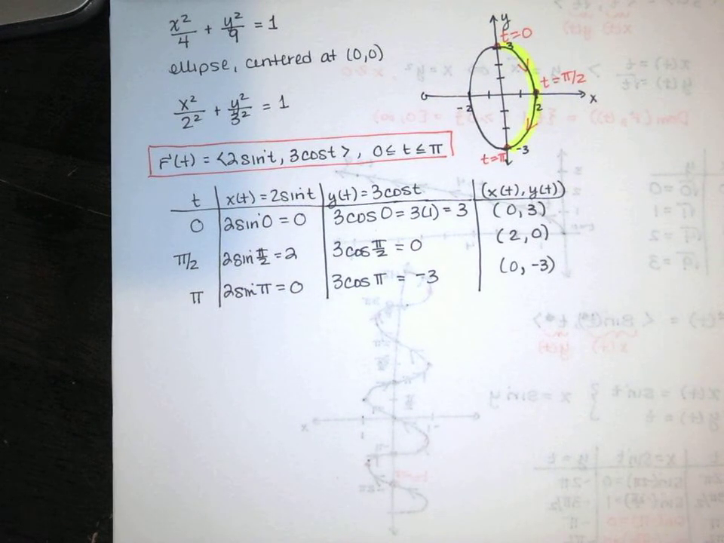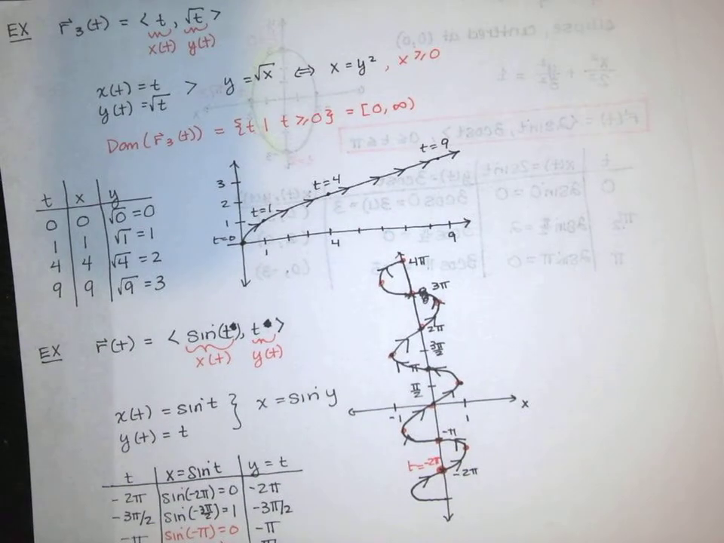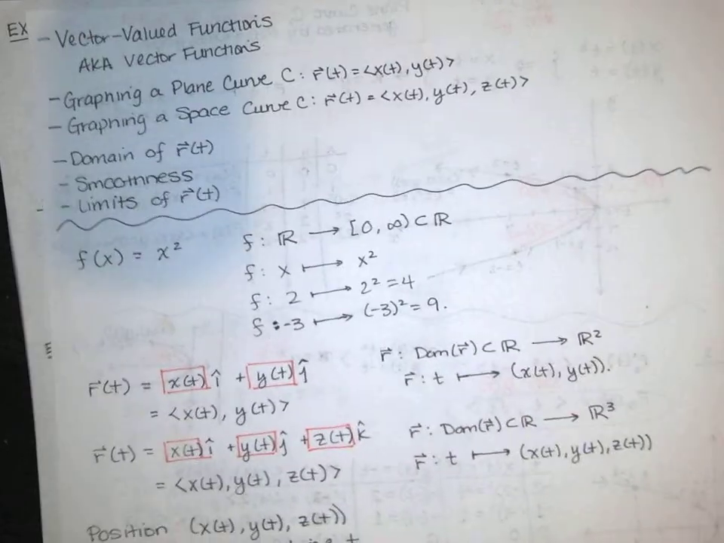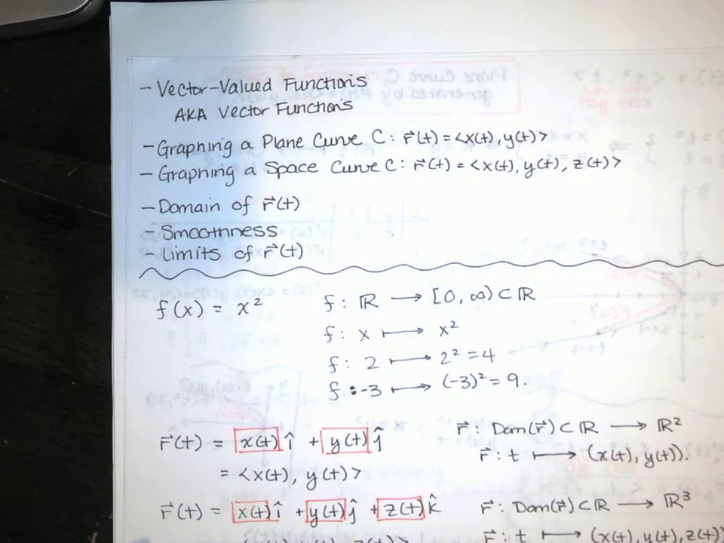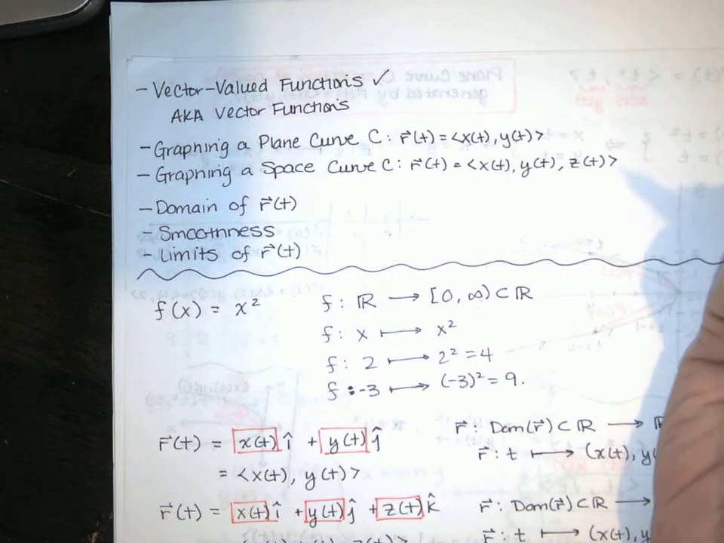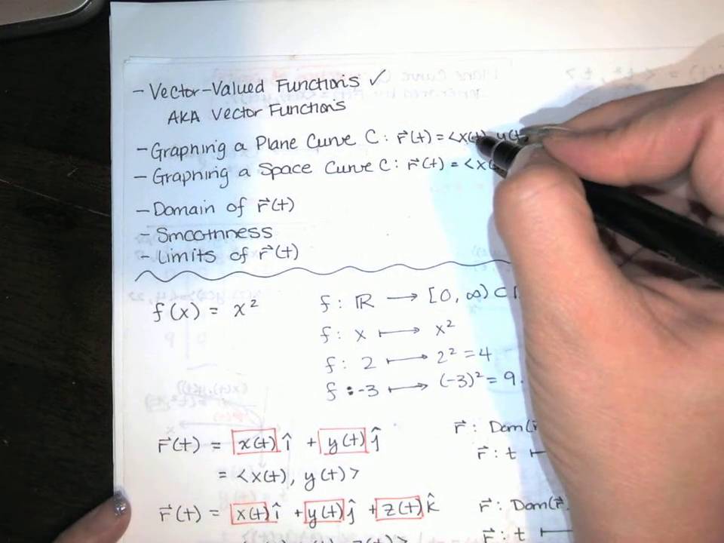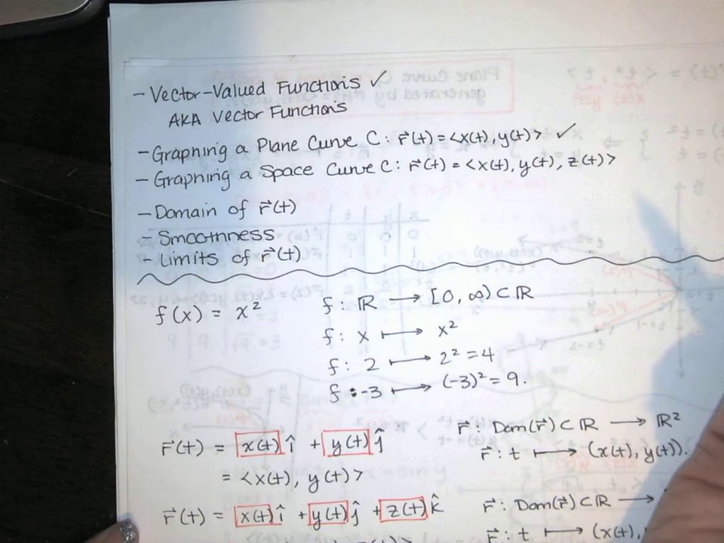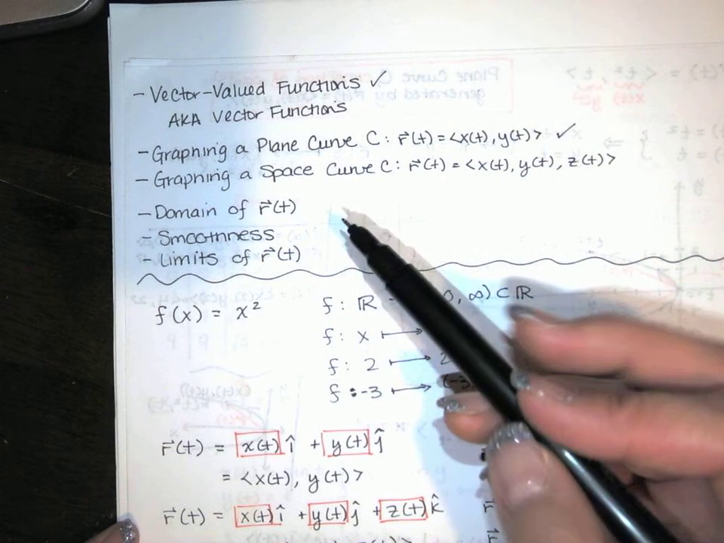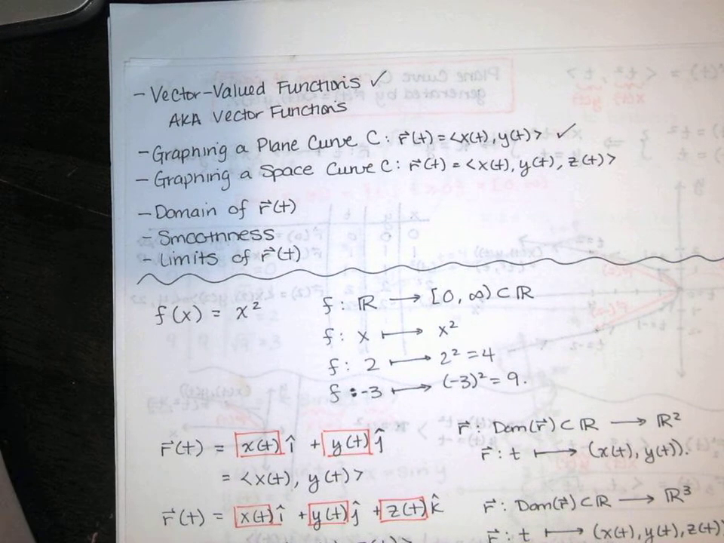Okay, so I think we're going to stop here for this video. So far we've talked about vector valued functions and what they are, and we've talked about plane curves and how they can be given by x of t, y of t, and then how we can sketch them. In the next video we'll look at graphing space curves, and we'll talk about issues like domain and smoothness and limits. Maybe the next video or two after that.